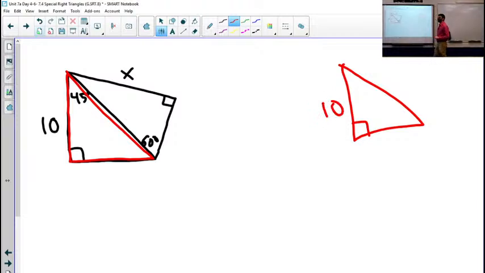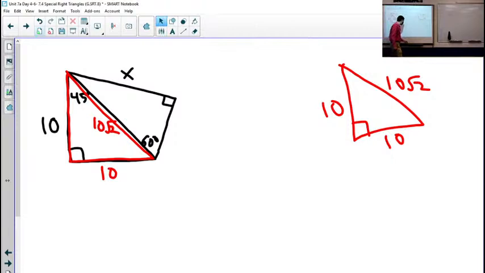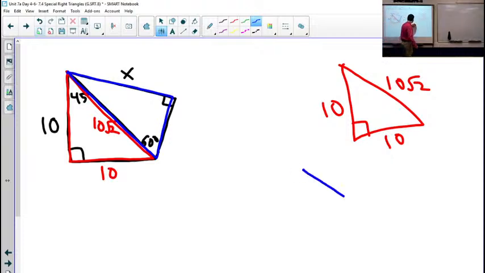And I know that's 10. Well, then I know the other leg has to match it and also be 10, and I know this has to be 10 root 2. So let's go ahead and slot those in. I won't be doing the whole problem. Then I'm going to turn to my 30-60-90 triangle. Let's draw that out separately over here.